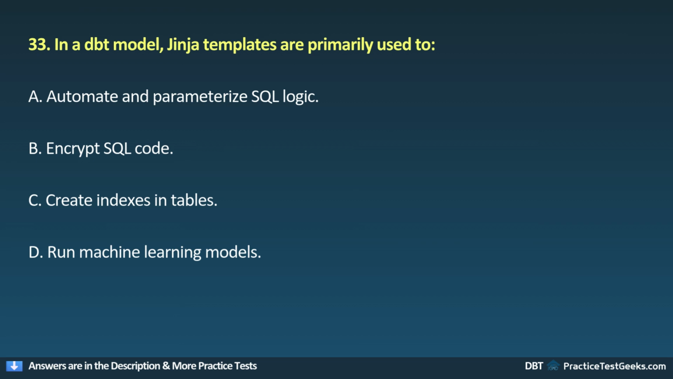33. In a DBT model, Jinja templates are primarily used to: A. Automate and parameterize SQL logic. B. Encrypt SQL code. C. Create indexes and tables. D. Run machine learning models.